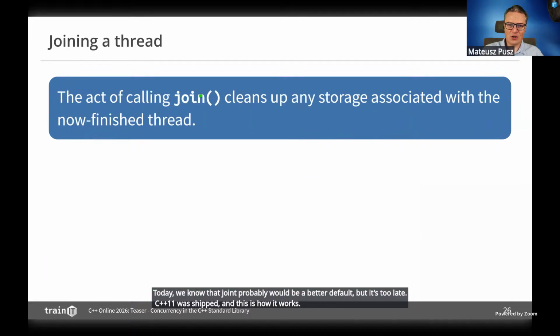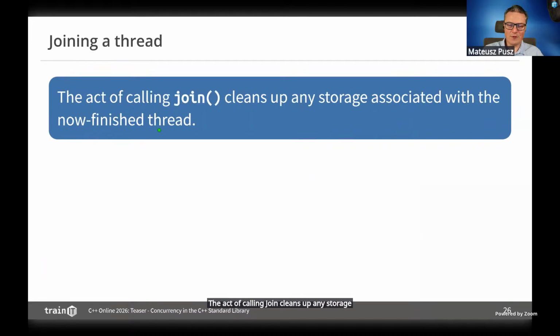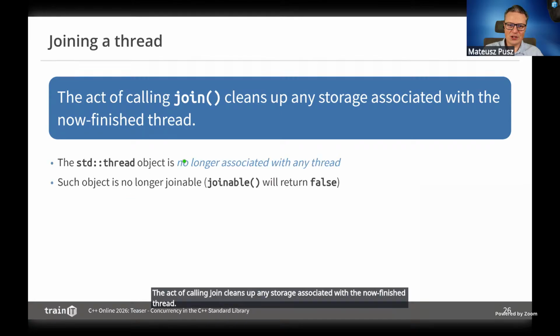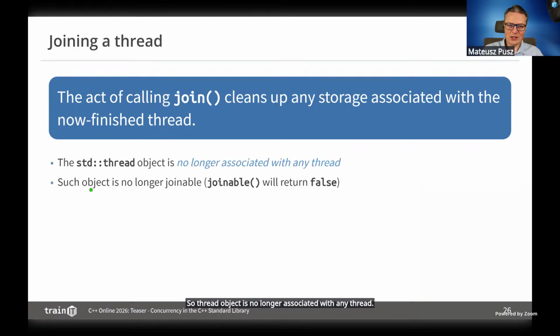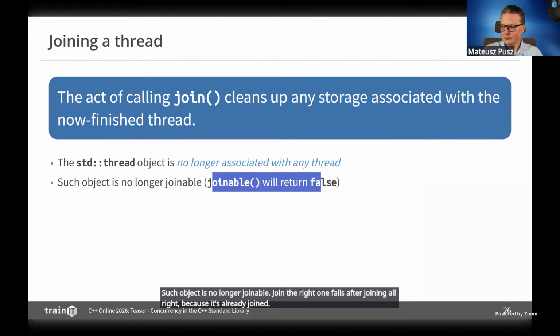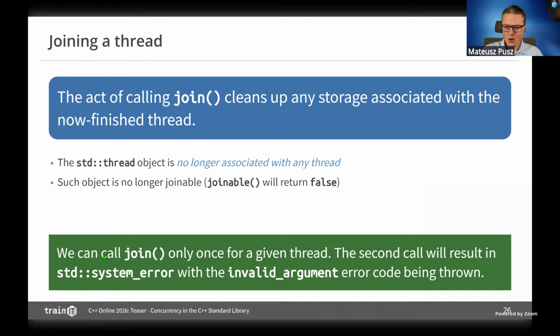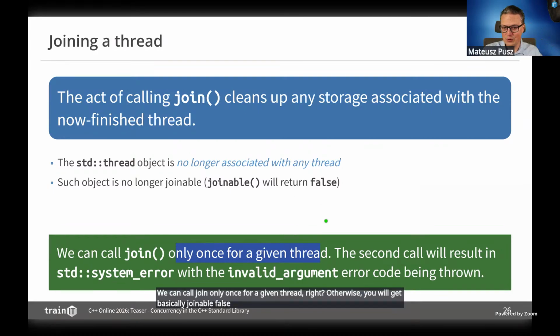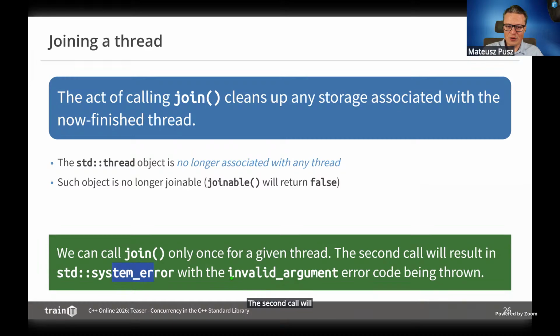The act of calling join cleans up any storage associated with the now finished thread. The thread object is no longer associated with any thread. Such an object is no longer joinable. Joinable will return false after joining, all right, because it's already joined. We can call join only once for a given thread, right? Otherwise, joinable is false, and it will be an issue. The second call will result in a system error being thrown, with invalid argument being the value of the system error. All right, so we are joining.